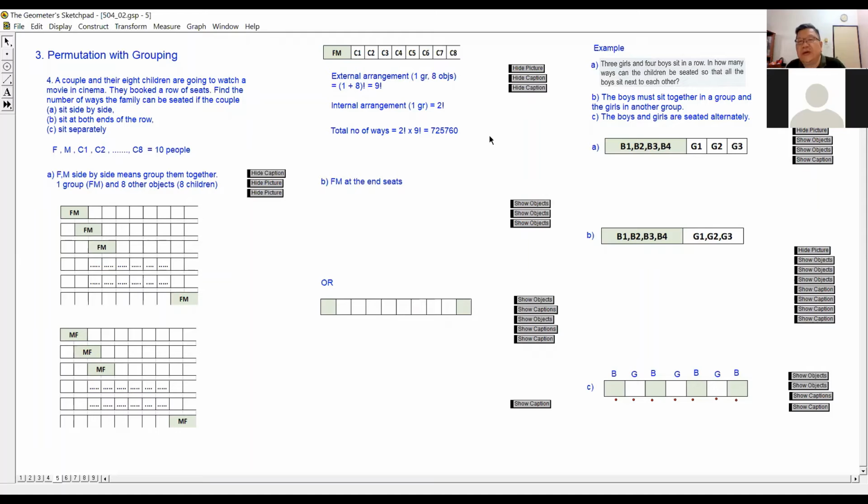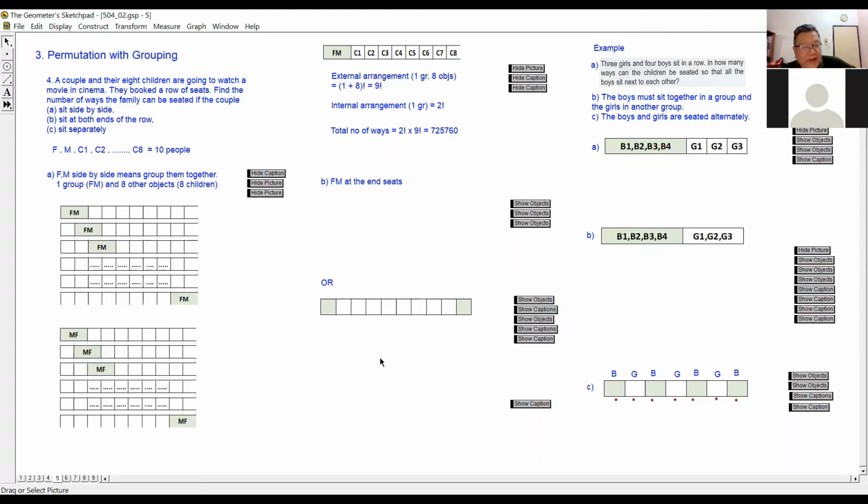Then I ask you, what is the difference between this question and the earlier question? What is the difference between the question that we are doing now and the other question? Both of them are grouping. Okay or not? Both of them are grouping.